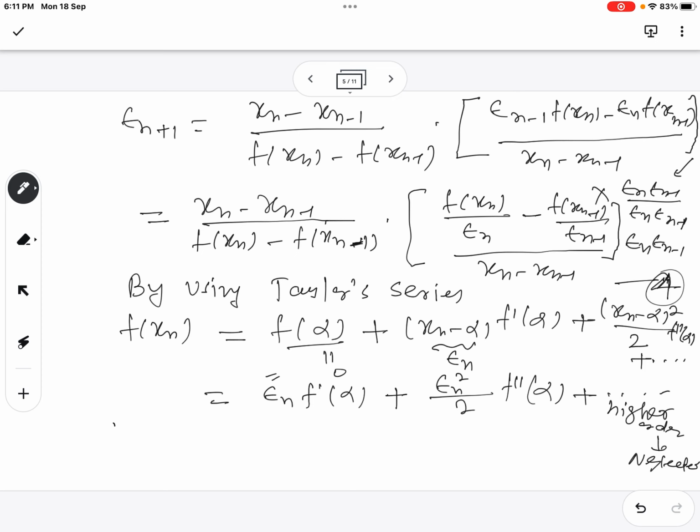And similarly I can write down, and this can be written as equation number 5, and for f at xn minus 1 I can write down using the same idea this expression.